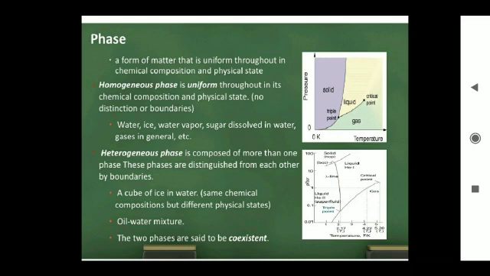Heterogeneous systems consist of two or more phases. These phases are distinguished from each other by boundaries, which are observed by phase separation. A cube of ice in water has the same chemical properties but different physical properties. An oil in water mixture is a heterogeneous system consisting of oil and water. They are easily visible.